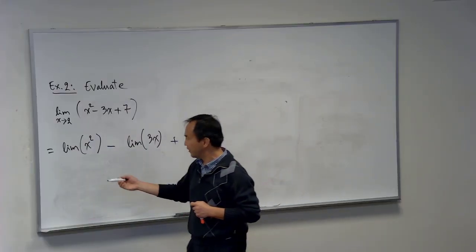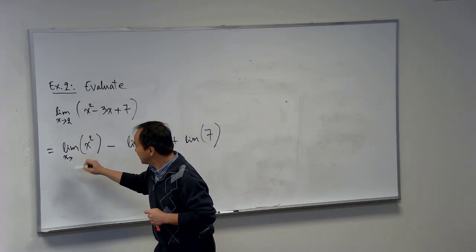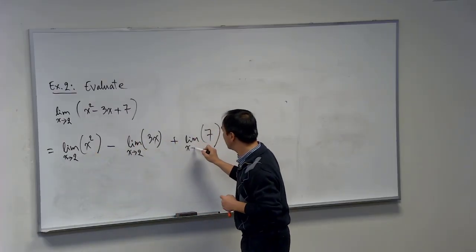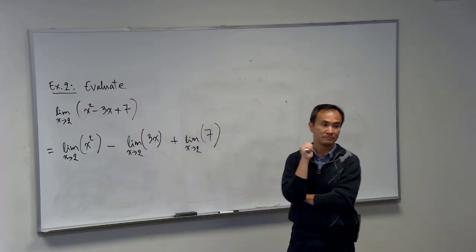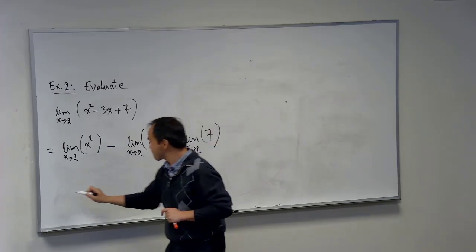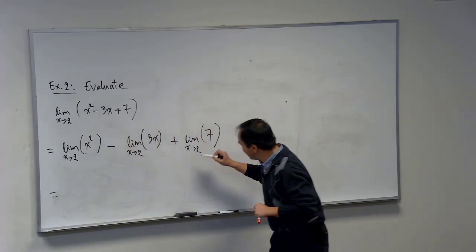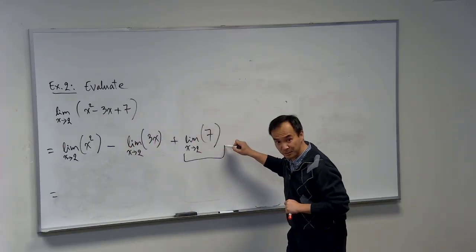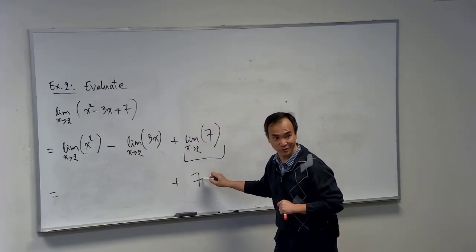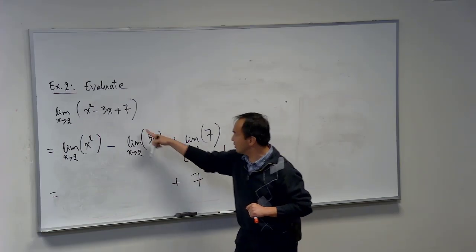Sounds good? And of course, don't forget, get yourself into a good habit here: indicate the limit point, x gets close to 2. Sounds good? Right. And so now in the next step, in the limit laws, do we have a law specifically for this? So that's going to be plus 7. Do we have a limit law for this?